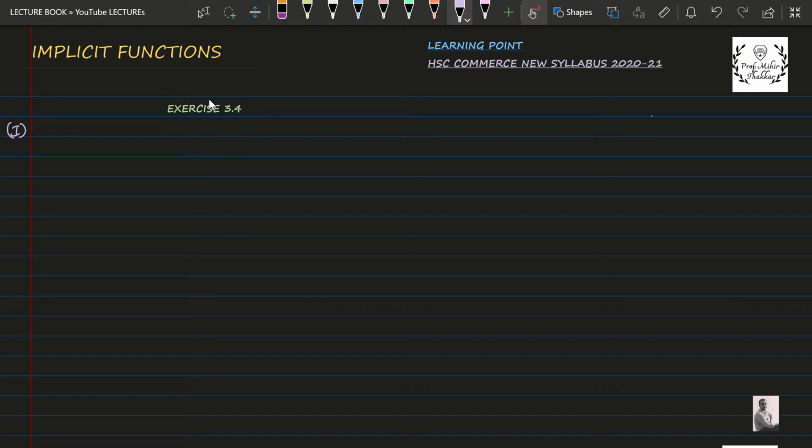Today we are going to study implicit functions exercise 3.4, which is a part of your new syllabus of the 12th commerce, which is prescribed by the government for the year 2020-21. In the previous lecture I had given the definition and some examples of the implicit functions. Now today we are going to study exercise 3.4. So question number 1 says find dy by dx as usual.